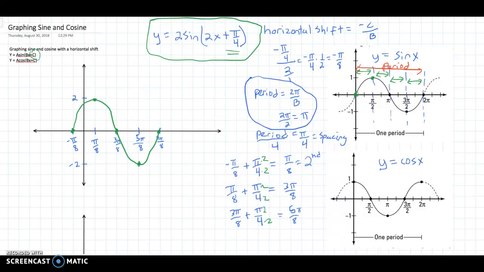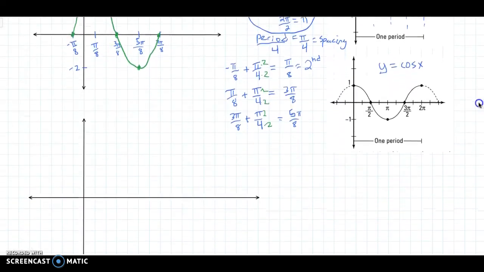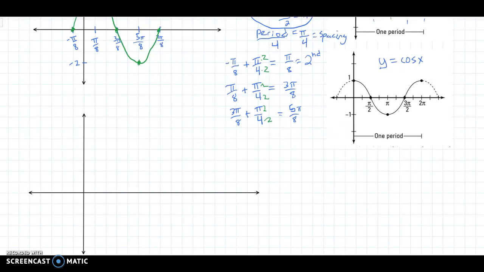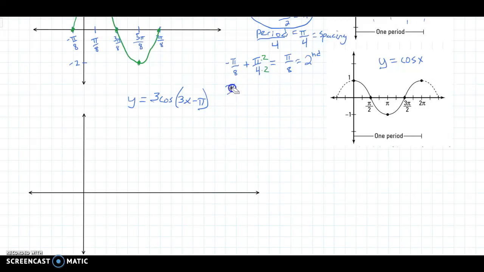And just to give you another example, let's do a cosine one. Okay, so I'm just going to come down here and let's graph, say, y equals, I'll make one up, 3 cosine of 3x minus pi. Okay, so as we can see, we have a c value sitting here, and so we definitely have a horizontal shift. And how do you compute the horizontal shift? See if you can remember what the formula is, and then compute the horizontal shift. What is it? I'll remember, negative c over b.